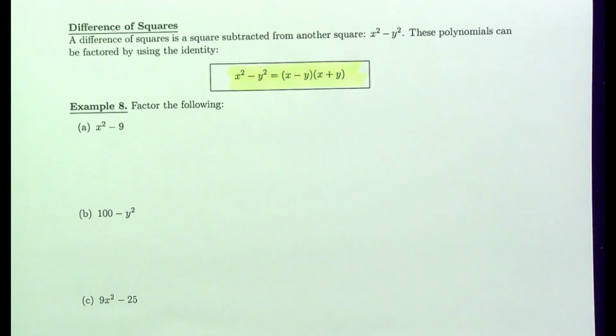And then the second term is the same thing, but with the sign in the middle changed. Some people write x plus y first and then x minus y. That does not matter. That's immaterial.